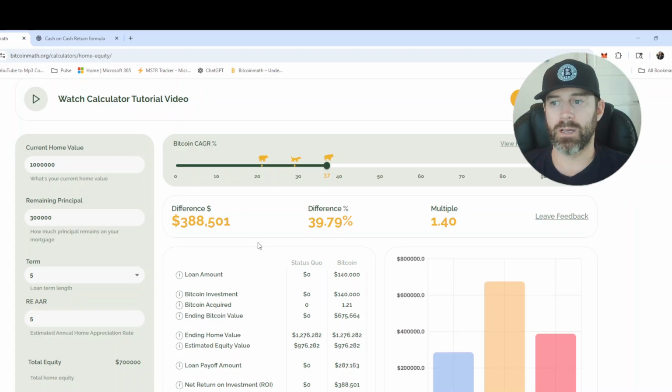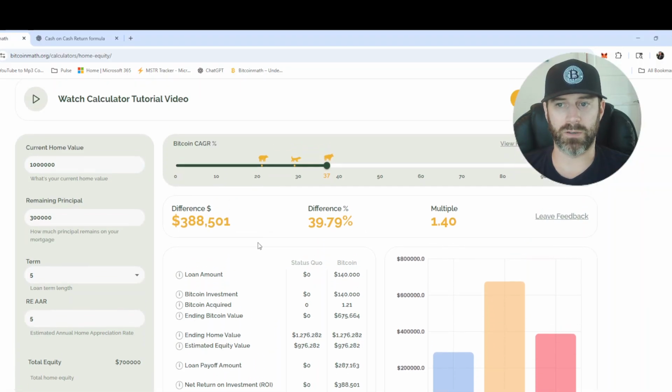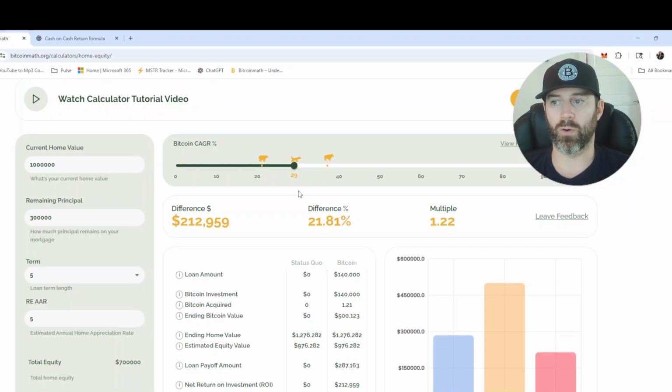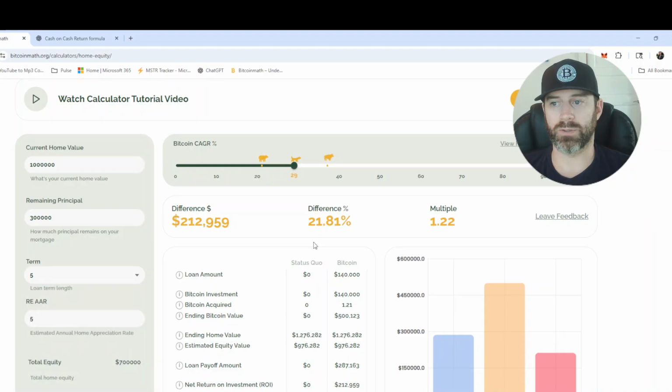Okay. So that's really how this calculator works. Lots of different inputs, lots of different things that you can model to see what this looks like for you based on your home value, based on your remaining principal, and based on your outlook for what Bitcoin's going to do over the next 1 to 30 years. This model will produce a directionally accurate output based on what Horizon's Bitcoin to home equity loans look like for people that qualify for this product.